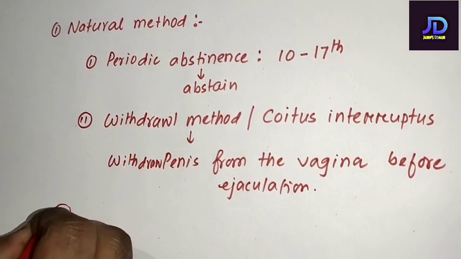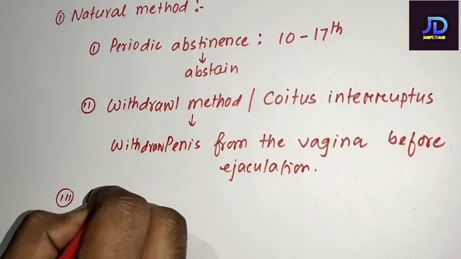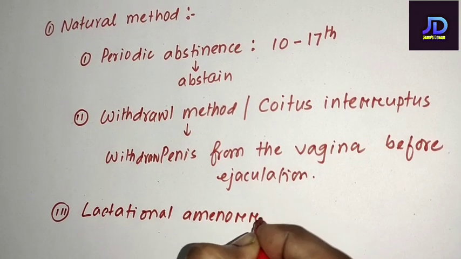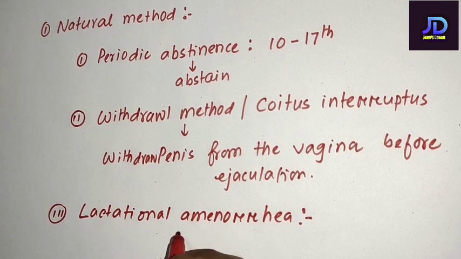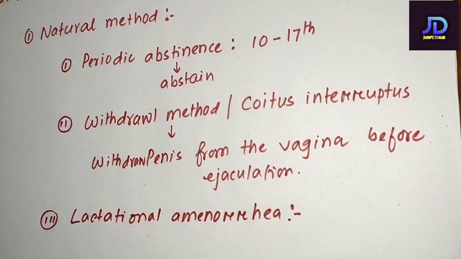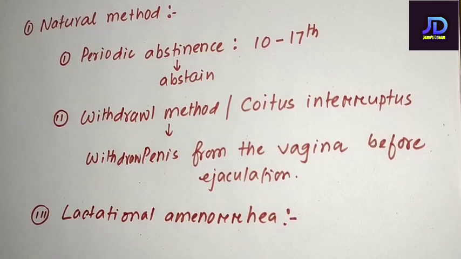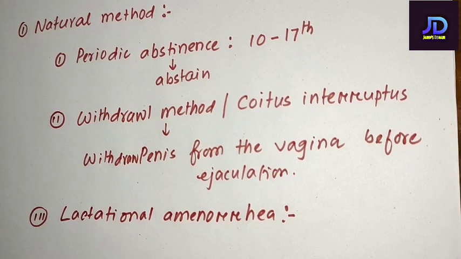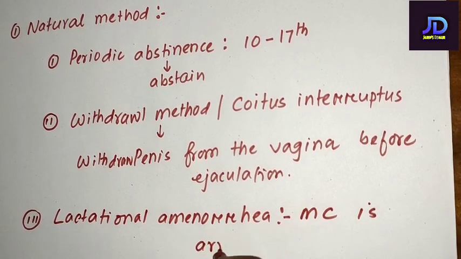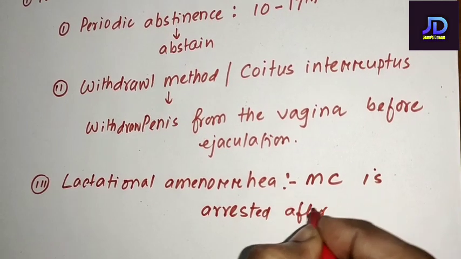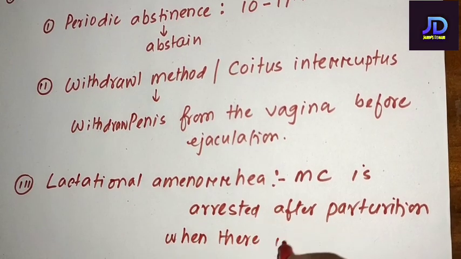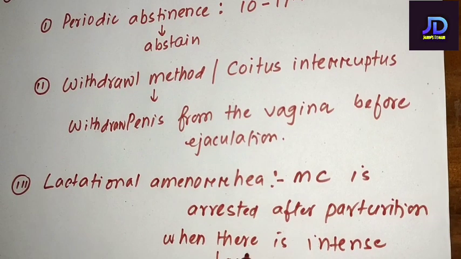The third method under the natural method is lactational amenorrhea. After the delivery of the baby, there is intense lactation, and the mother feeds her baby with milk. When there is intense lactation, there is less chance of menstruation, or the menstrual cycle (MC) is arrested or stopped after the fertilization, when there is intense lactation.